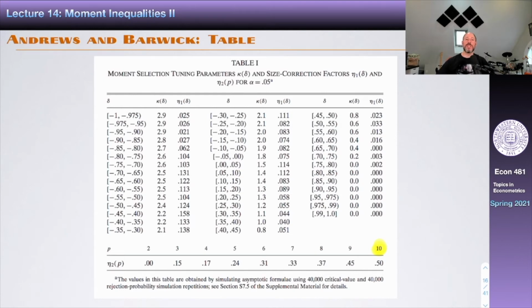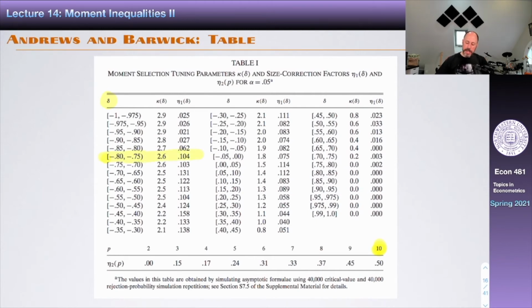And so how do you use this table? Let's say that you have less than 10 moment inequalities. First you need to compute delta. Remember, delta is the minimum value of the correlation among the moments that you have. Say you get a number, 0.78. So you go to this table and look for where 0.78 falls. Let's take the negative 0.78. It falls here, and that tells you that kappa is 2.6.